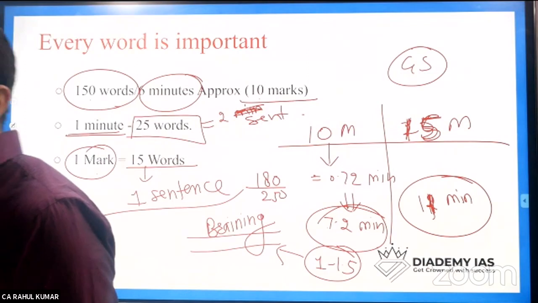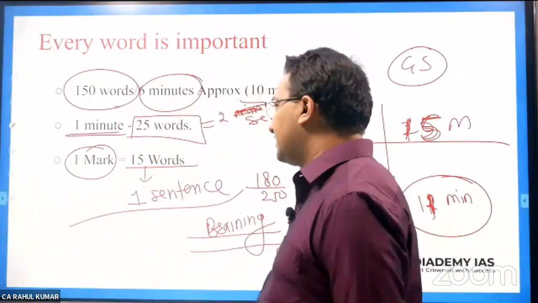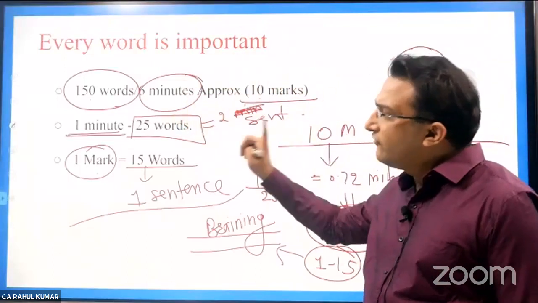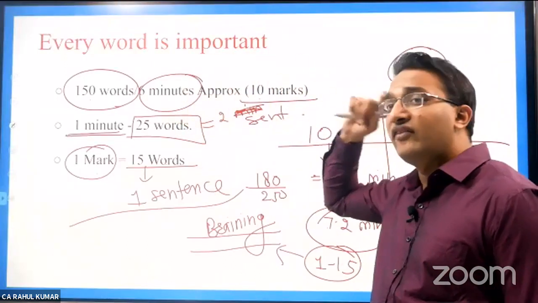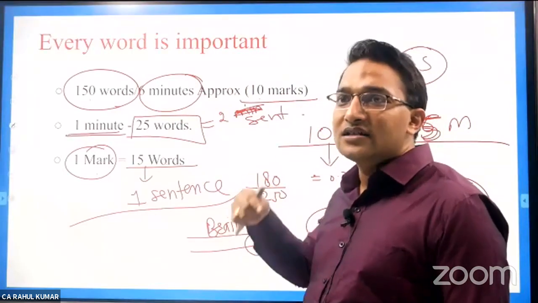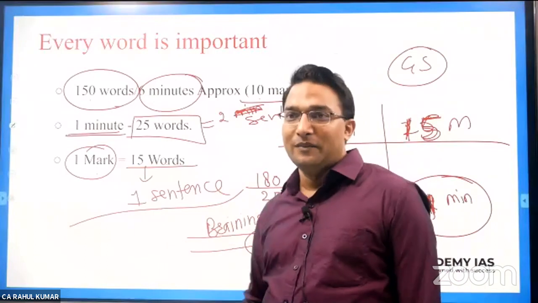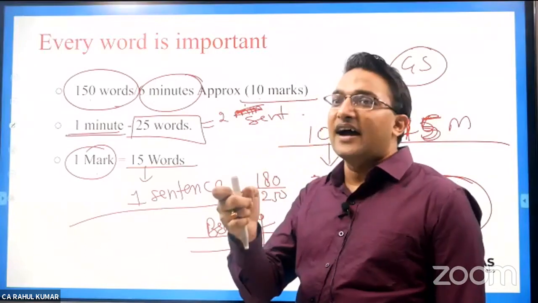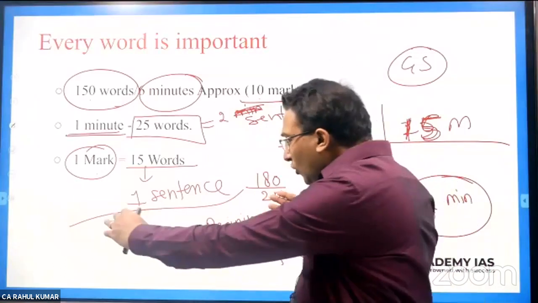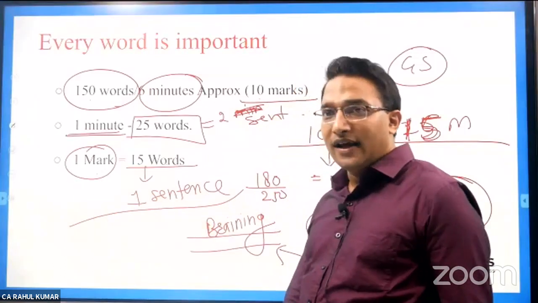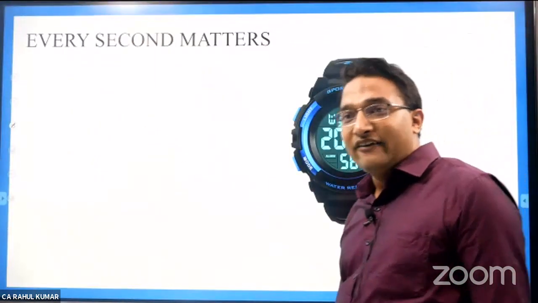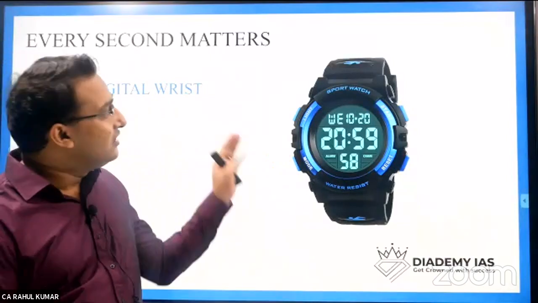Are you getting my friends? So you have to just keep in mind this thing, that every minute, every sentence carries some weightage, and for getting 1 extra mark in the exam hall, you have to utilize every minute, every sentence in the best possible manner. So word as well as time, both are important. That means you have to look for suitable content, and you have to utilize every single second of the exam hall. So for utilizing every second, you must have this digital wristwatch.